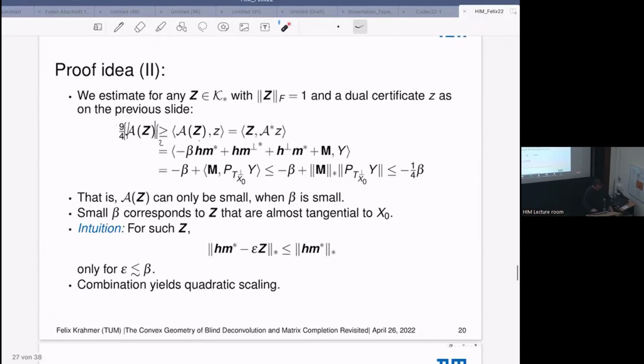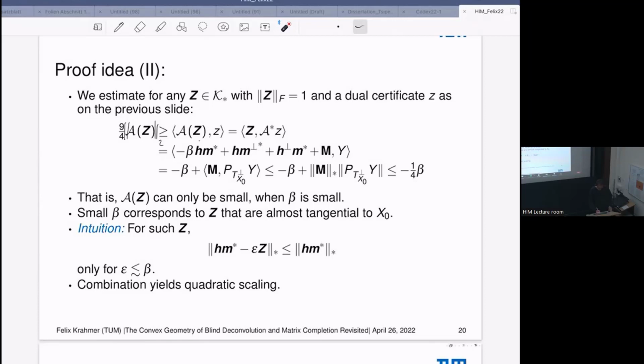And so if we're looking at the inner product with these components that are all in the tangent space, these two things are orthogonal to HM star. So the inner product will only act on this one here. And so then we have HM star, inner product HM star, that will give us negative beta. And then for the part that's orthogonal to the tangent space, that's just this M here on the left-hand side, and on the right-hand side, this would be the projection of the orthogonal complement.